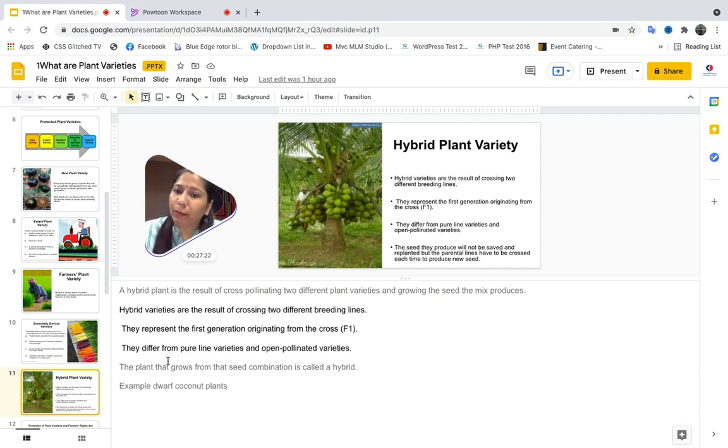Now, the catch with a hybrid variety is that you cannot save the seeds of a hybrid variety. You have to make a cross of the parental lines every single time you want to grow them. So they differ from a pure line variety. However, if we talk about performance in the field, they perform unexpectedly well. So these are called hybrid plant varieties. For example, recently a dwarf coconut variety was developed. You can see it in the image also.